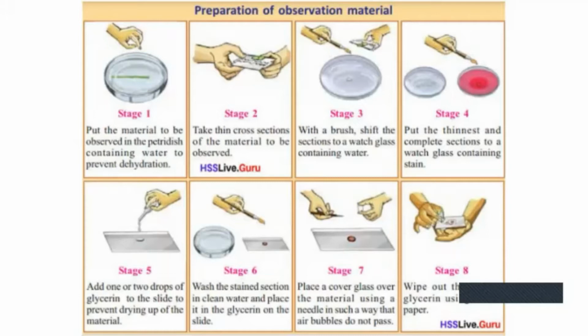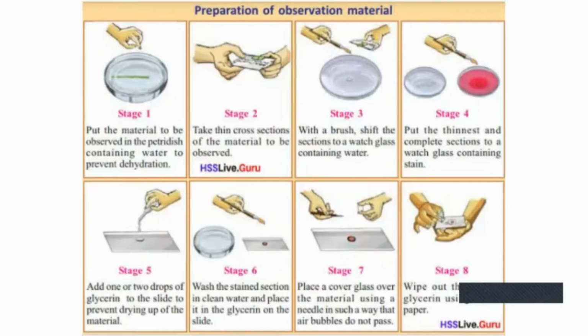For what purpose are we staining the material? Because in order to see the section clearly through the microscope, in order to see the parts or the cells clearly through the microscope, we are using the stain or staining the material to be observed.